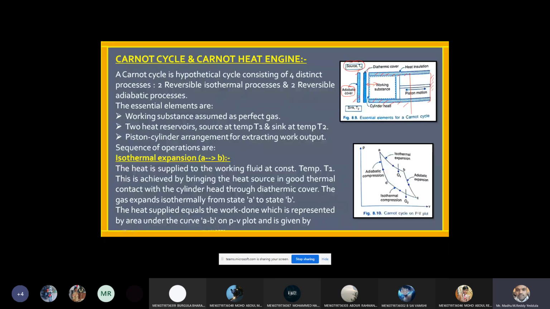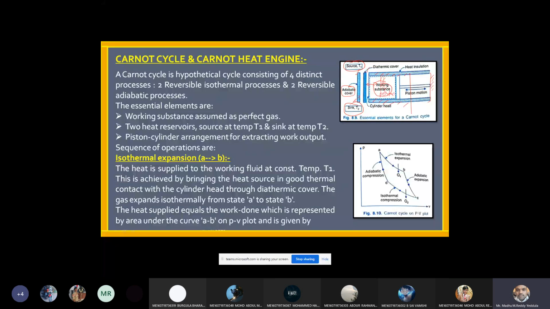As we know, the source is a reservoir at high temperature and the sink is a reservoir at low temperature. Here I have one working substance, and we can assume a perfect gas as the working substance. Initially the piston is nearer the cylinder head, let us say at this position. Initially we keep this diathermic wall in contact with the cylinder head and the source in contact with the diathermic wall, meaning that we are supplying heat to the working fluid at constant temperature T1.